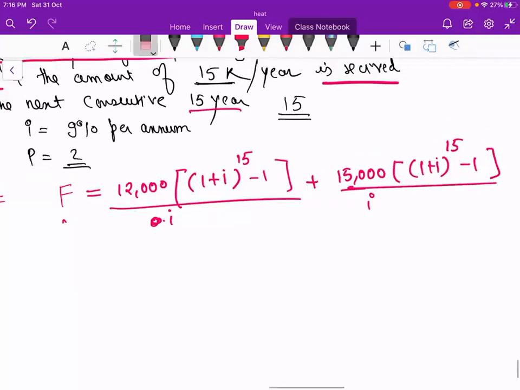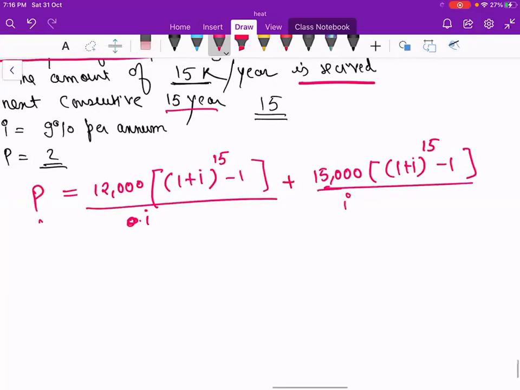So if I want a present value, I will write here P. That is the mistake I made last time. So here, 1 plus i to the power n. What will be the value of n here? Tell me fast. What will be the value of n here? It will be 15.